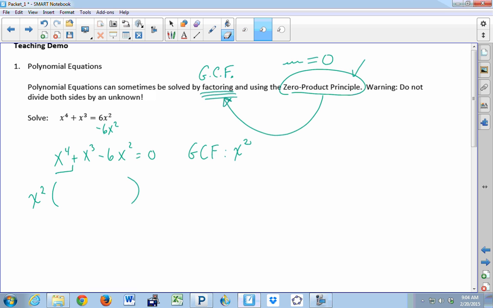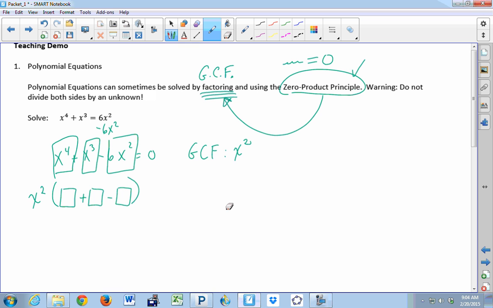Notice you have 3 individual parts to this adding and subtracting problem, which means you must have 3 spots inside. And we call those spots terms. So x squared times what gives me x to the 4th power? What am I missing here? What would I have to, x squared, right? Because we want these to be equivalent.